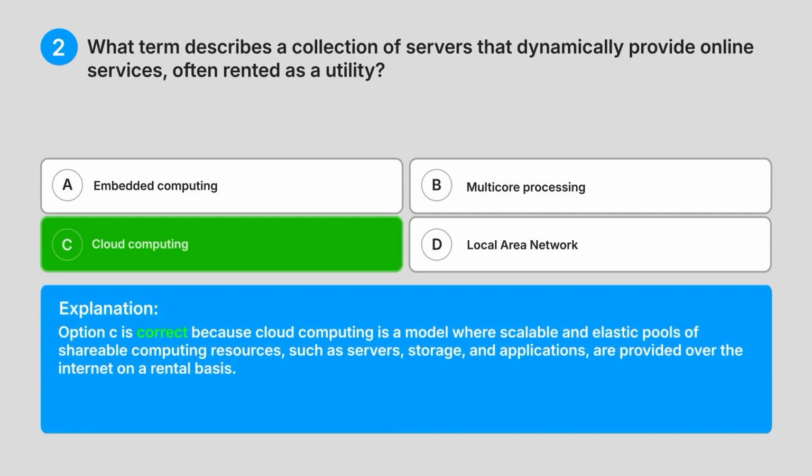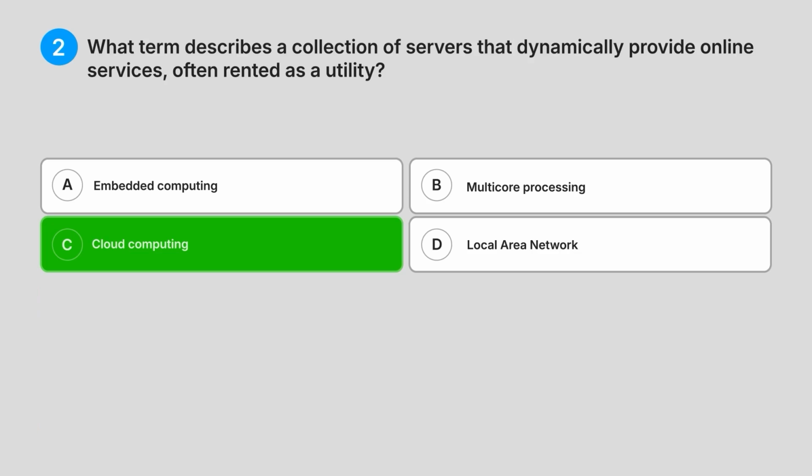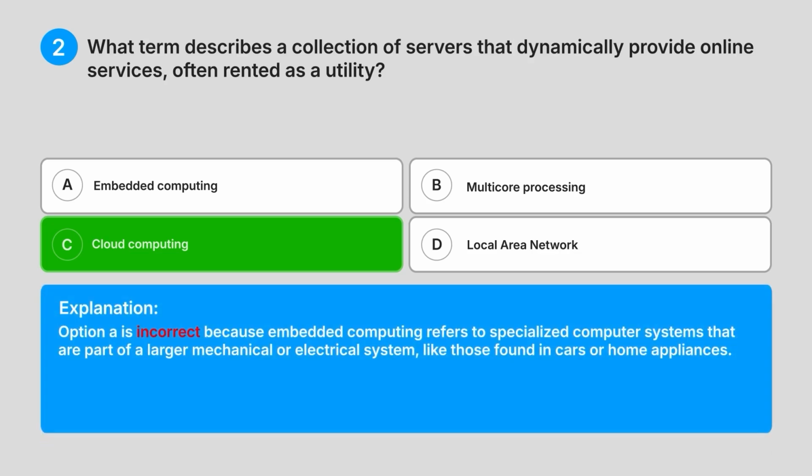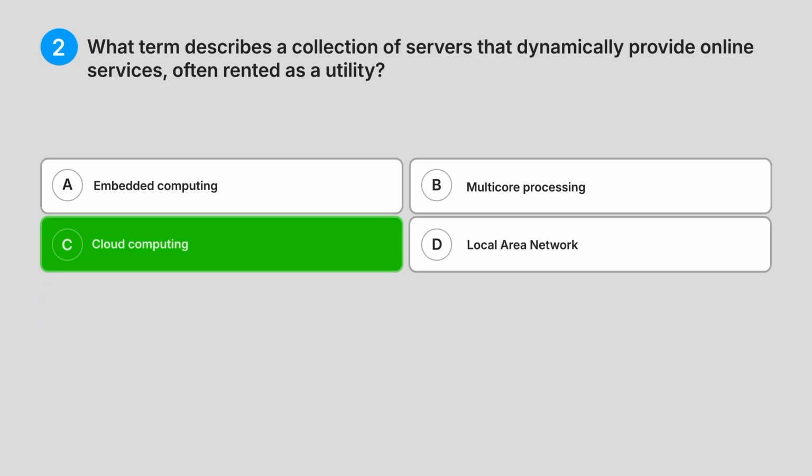Explanation: option C is correct because cloud computing is a model where scalable and elastic pools of shareable computing resources, such as servers, storage, and applications, are provided over the internet on a rental basis. Option A is incorrect because embedded computing refers to specialized computer systems that are part of a larger mechanical or electrical system, like those found in cars or home appliances.